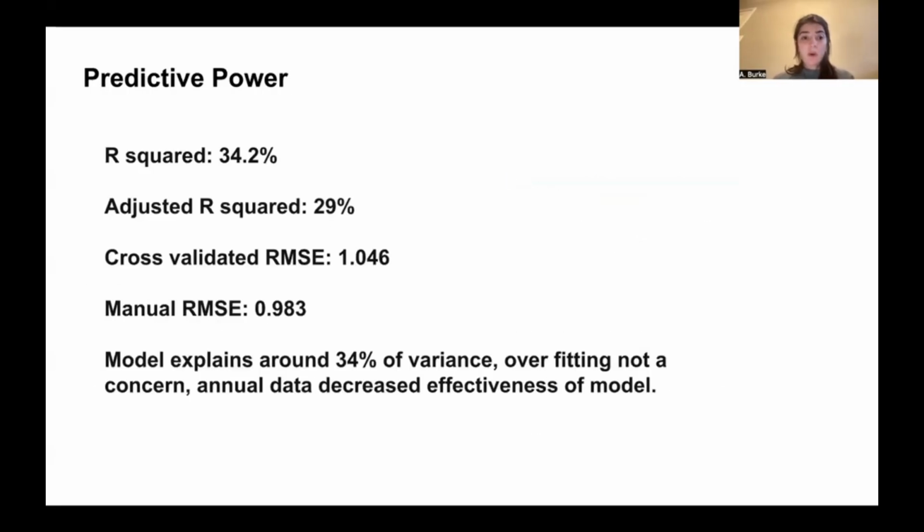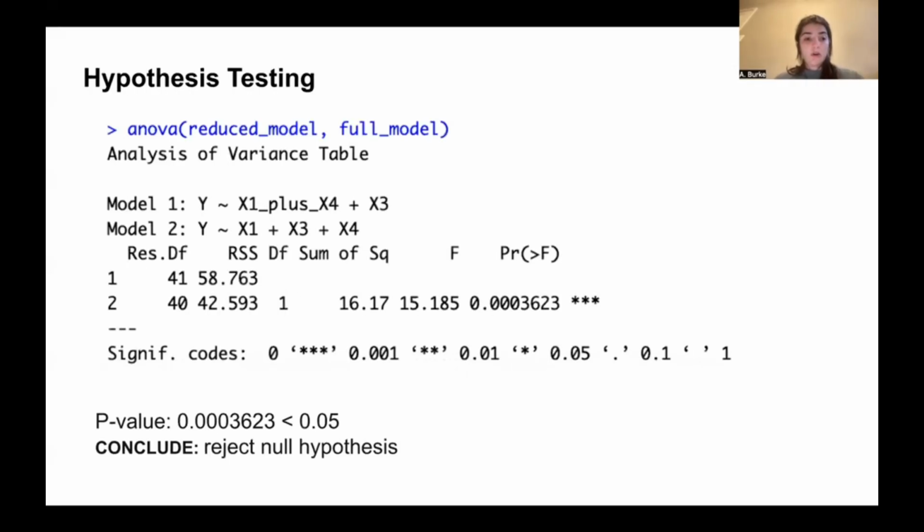As for predictive power, R squared was equal to 34.2%, meaning the model explains around 34% of variance. Overfitting does not appear to be a concern, and the cross-validated RMSE of 1.046 and the manual RMSE of 0.983 appear to be pretty close together in value. The annual data may have decreased the effectiveness of this model.